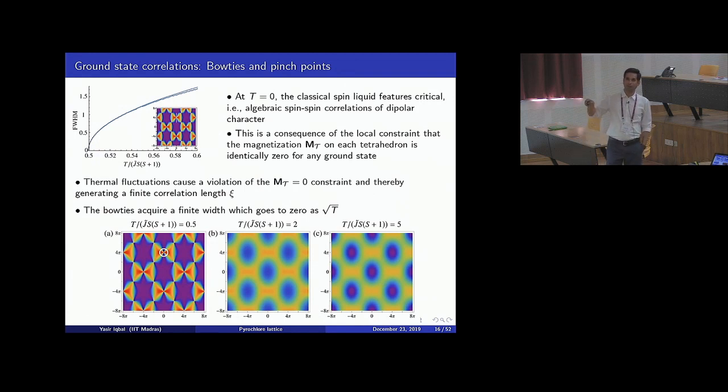Now, when you come to finite temperature, thermal fluctuations will of course cause a violation of this constraint. They will generate a finite correlation length beyond which the system's correlations will decay exponentially. The bow ties will acquire a finite width, which will go as the square root of T, as you can see here. The non-analyticity in the structure factor at the pinch point will disappear, and the bow ties and the pinch points will become smoothened and softened, as you can see in this.